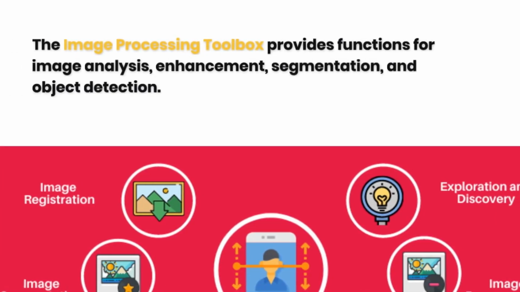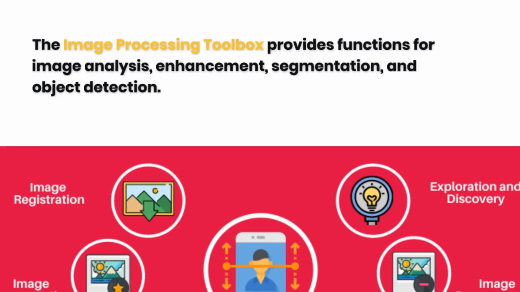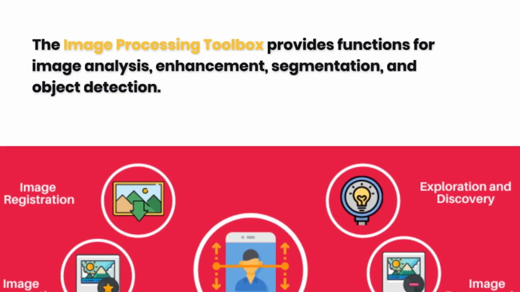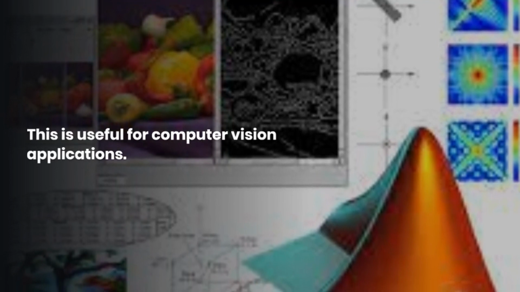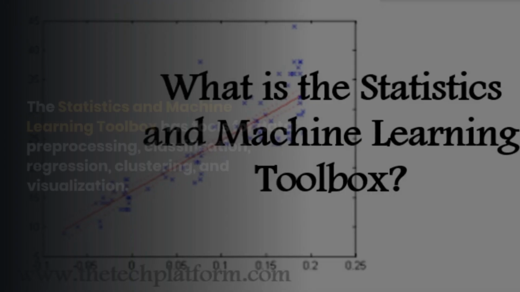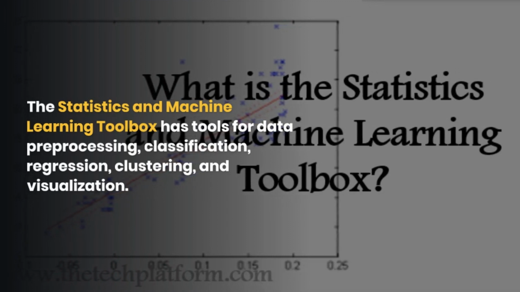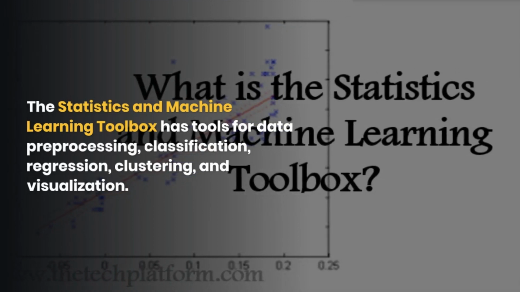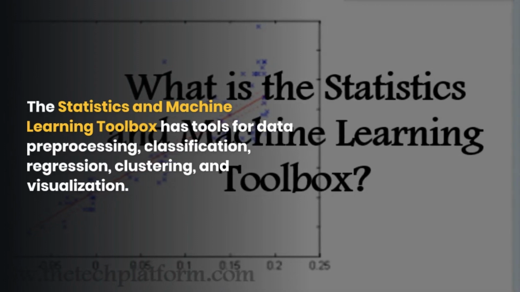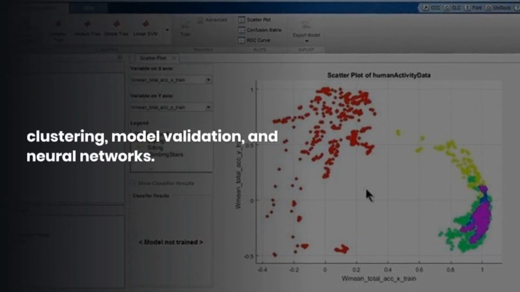The Image Processing Toolbox provides functions for image analysis, enhancement, segmentation, and object detection. This is useful for computer vision applications. The Statistics and Machine Learning Toolbox has tools for data preprocessing, classification, regression, clustering, model validation, and neural networks.